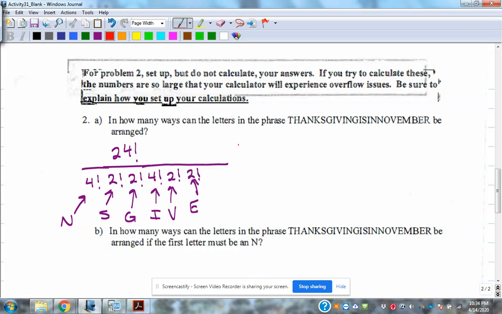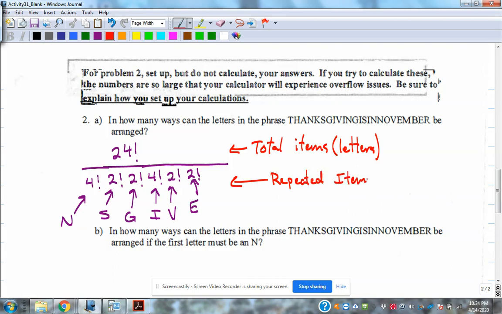Top number is total items. In this case, it's letters. And then the bottom part is the repeated items. And in this case, it's letters.